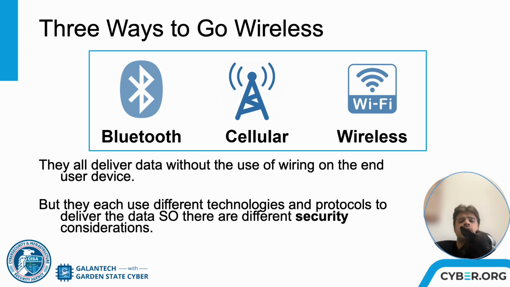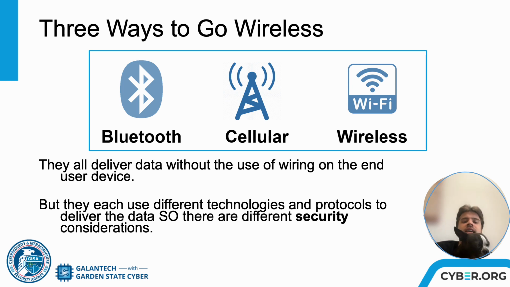So up until now, we've dealt with networks that are wired together with central devices like hubs or switches, but there are multiple technologies that deliver data without running wires between network devices. Three primary technologies in use today would be Bluetooth, cellular, and wireless.